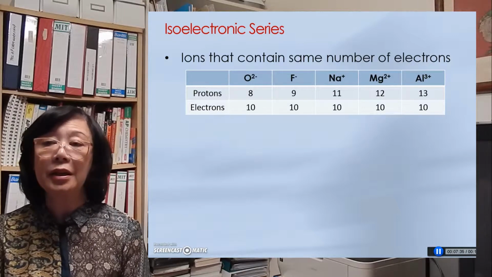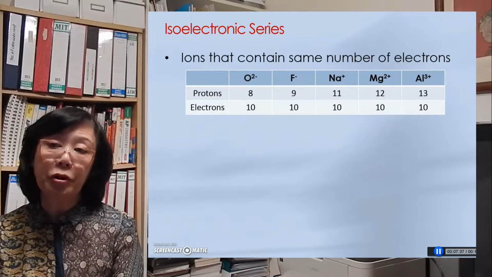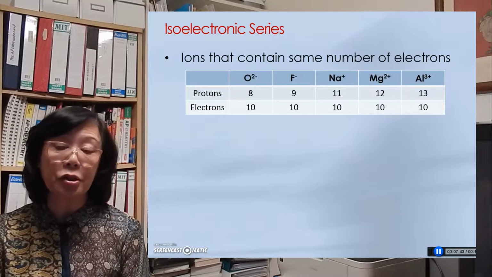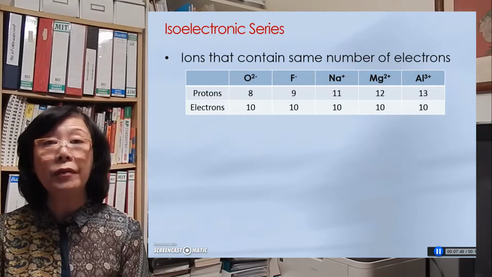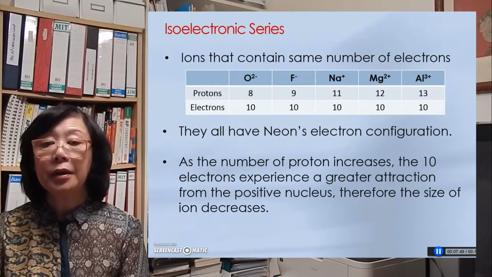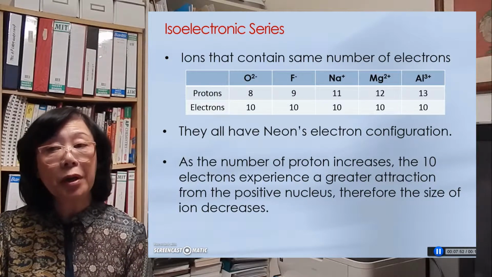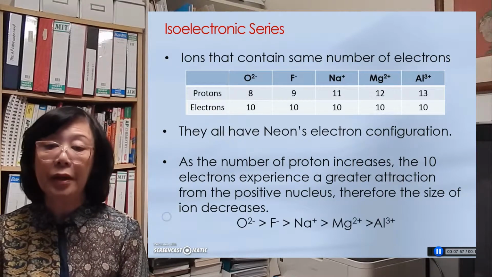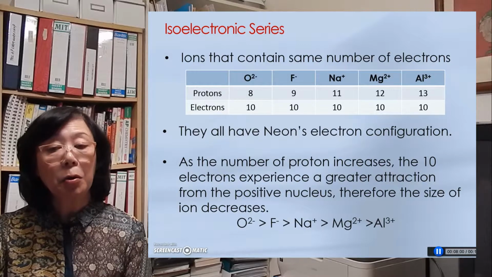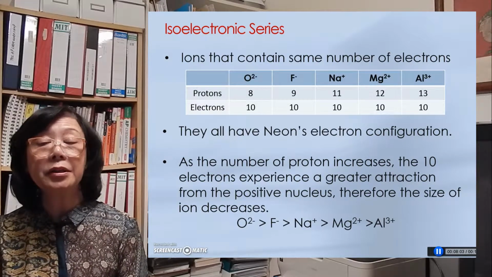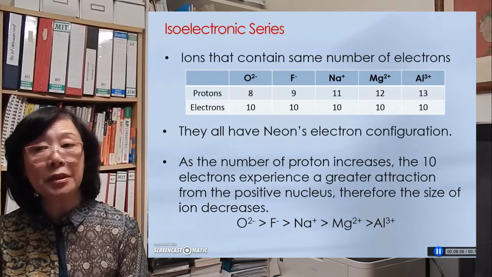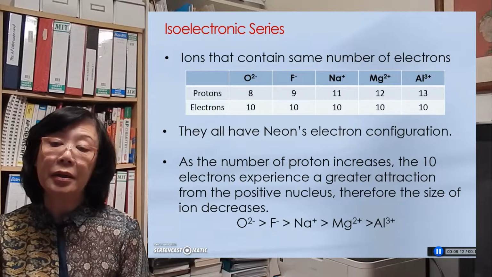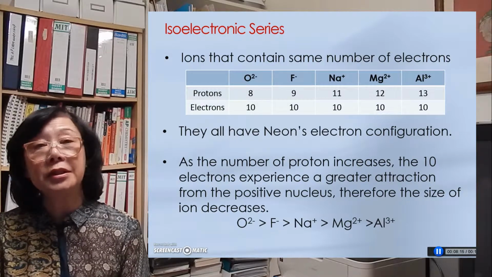protons and electrons. As you can see, there are more protons in the aluminum 3+ ion and the least number of protons for the oxide 2- ion, although they have the same number of electrons. Now, as the number of protons increases, there's greater attraction between the protons and the electrons, making the ion smaller. Therefore, one can rank the size as O2- bigger than fluoride, bigger than sodium 1+, bigger than magnesium 2+, and bigger than aluminum 3+. It's all because of the increasing number of protons, which reduces the size of the ion.